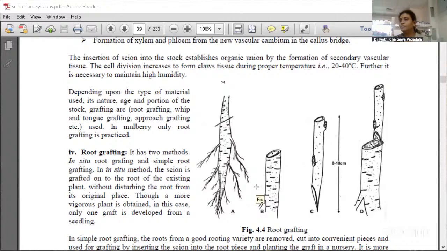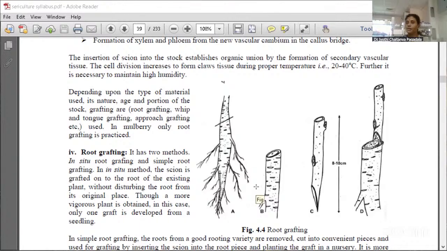So how does the graft union form? First, establishment of contact of a large area of the cambial region of both the stalk and scion, stem and root. Production and interlocking of parenchymal cells, that is callus tissue, of both the stalk and scion. Differentiation of new cambia across the callus bridge. Formation of xylem and phloem from the new vascular cambium in the callus bridge.